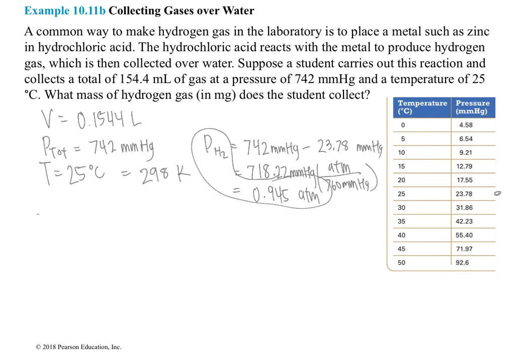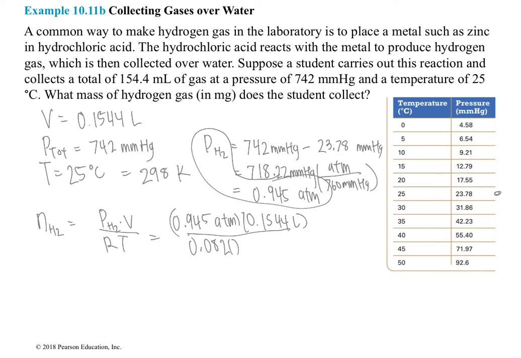So now I can say my moles of hydrogen equals pressure of hydrogen times volume over RT, like we did in the last problem. So 0.945 atmospheres times that total volume in liters divided by R divided by T in Kelvin. So my moles of hydrogen is 5.96 times 10 to the negative 3.